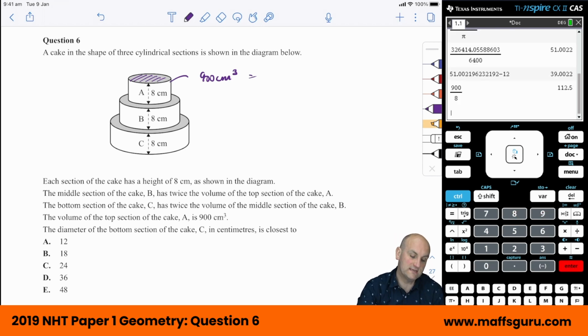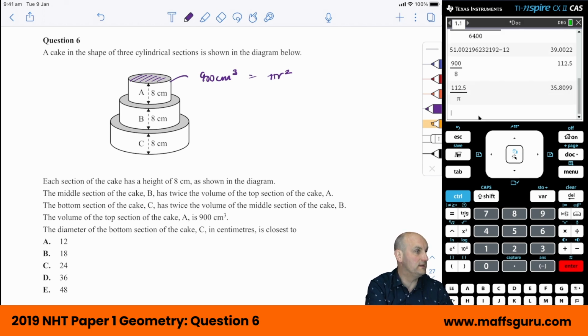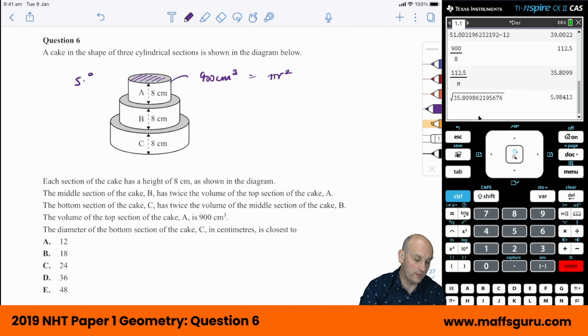All right, so that's my area, and I know my area is pi r squared, so what I'm going to do is divide that by pi, and I'm going to square root my answer. Why? Because that's going to give me the radius of that top section. All right, so the radius of that top section is 5.98.